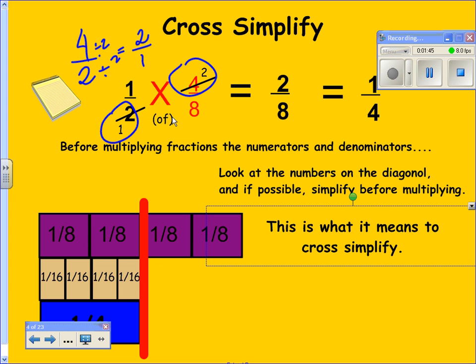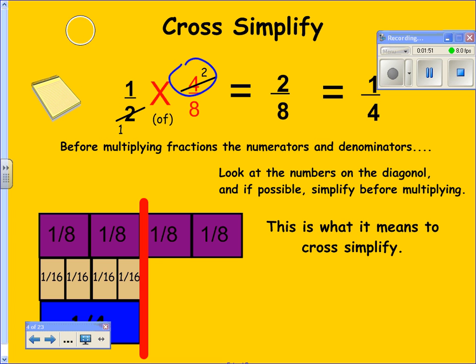So that's why there's a 2 here and a 1 here. On a question like this, it doesn't make much difference whether you cross-simplify or not. And in fact, you don't ever have to cross-simplify at all, but it will make your life a lot easier, especially when you start dealing with big mixed numbers and big numerators and big denominators.